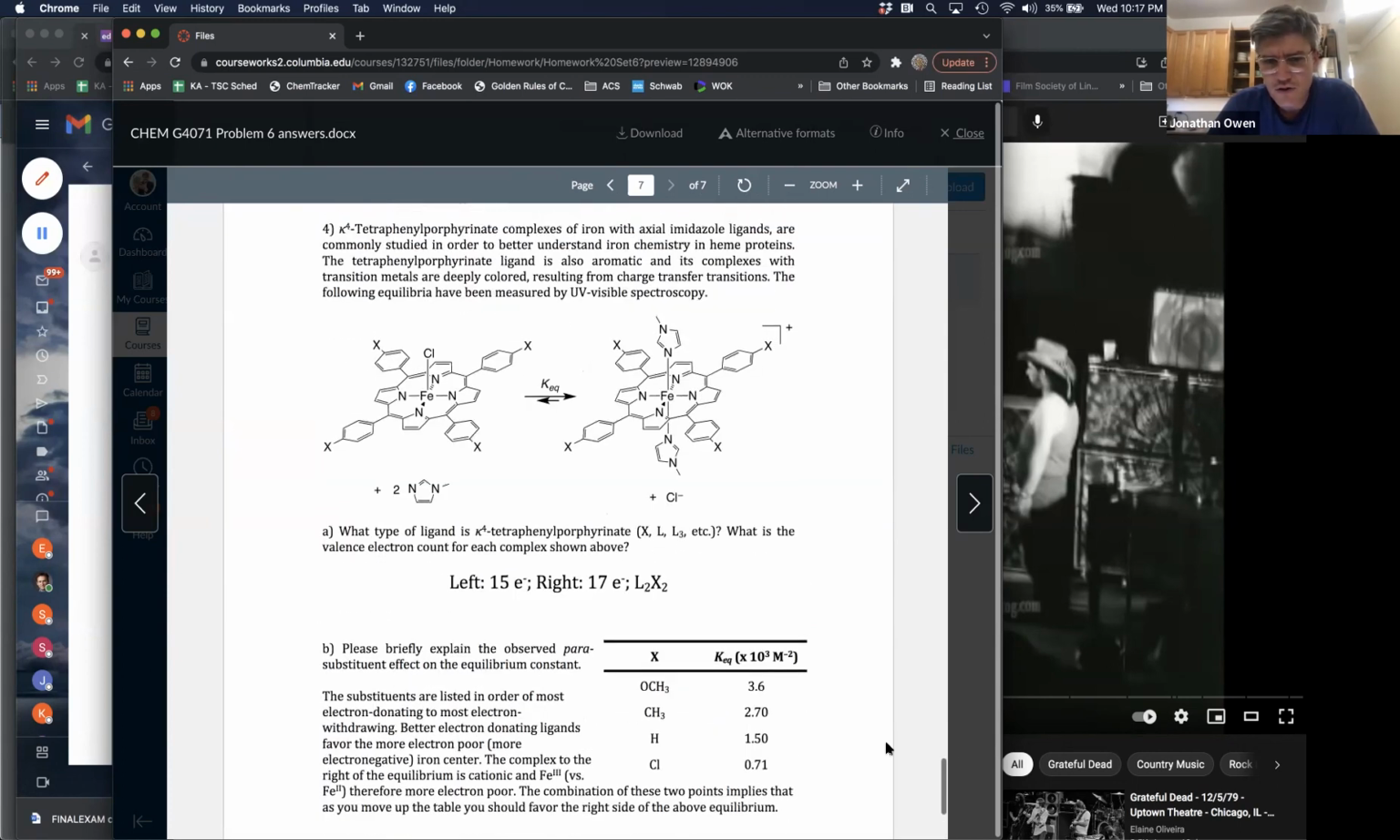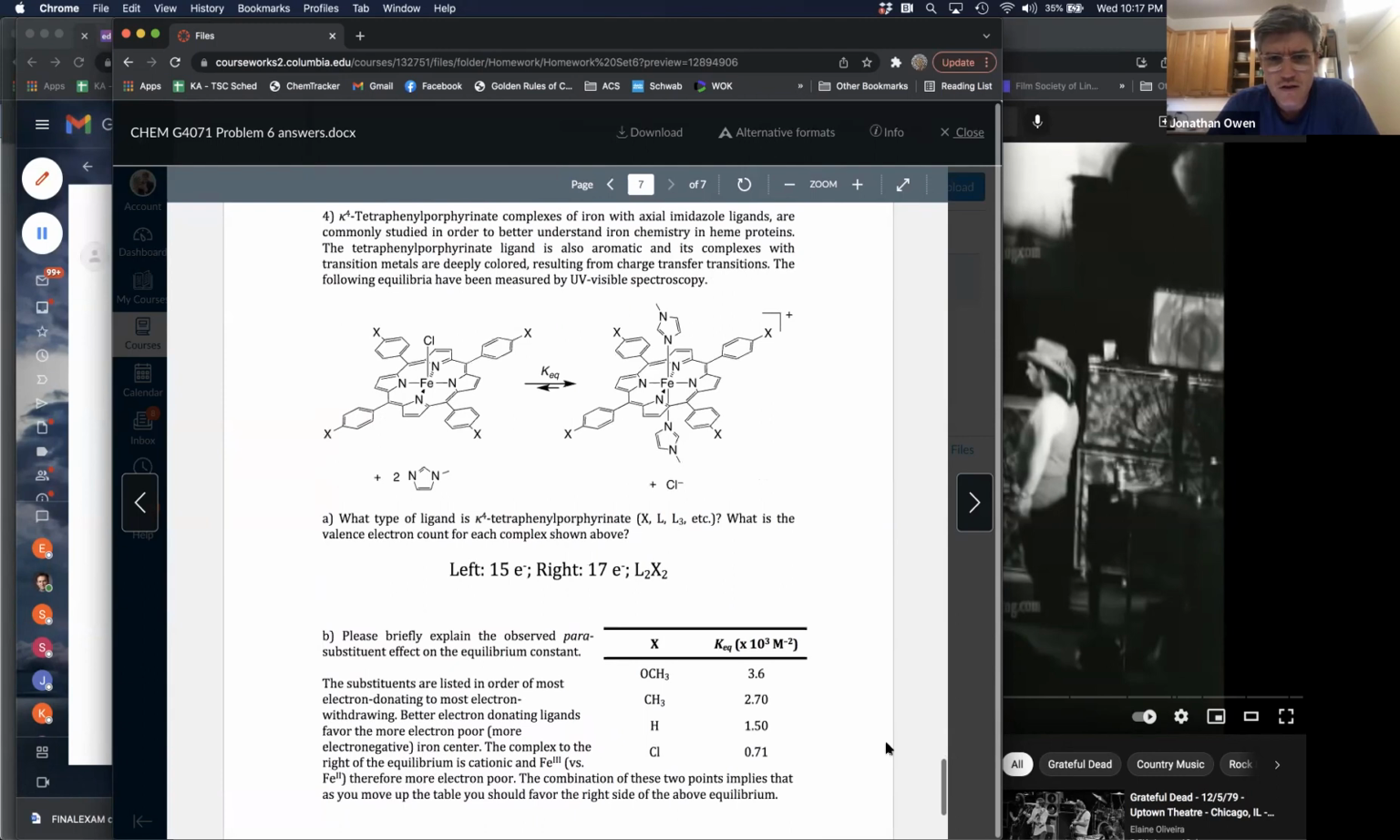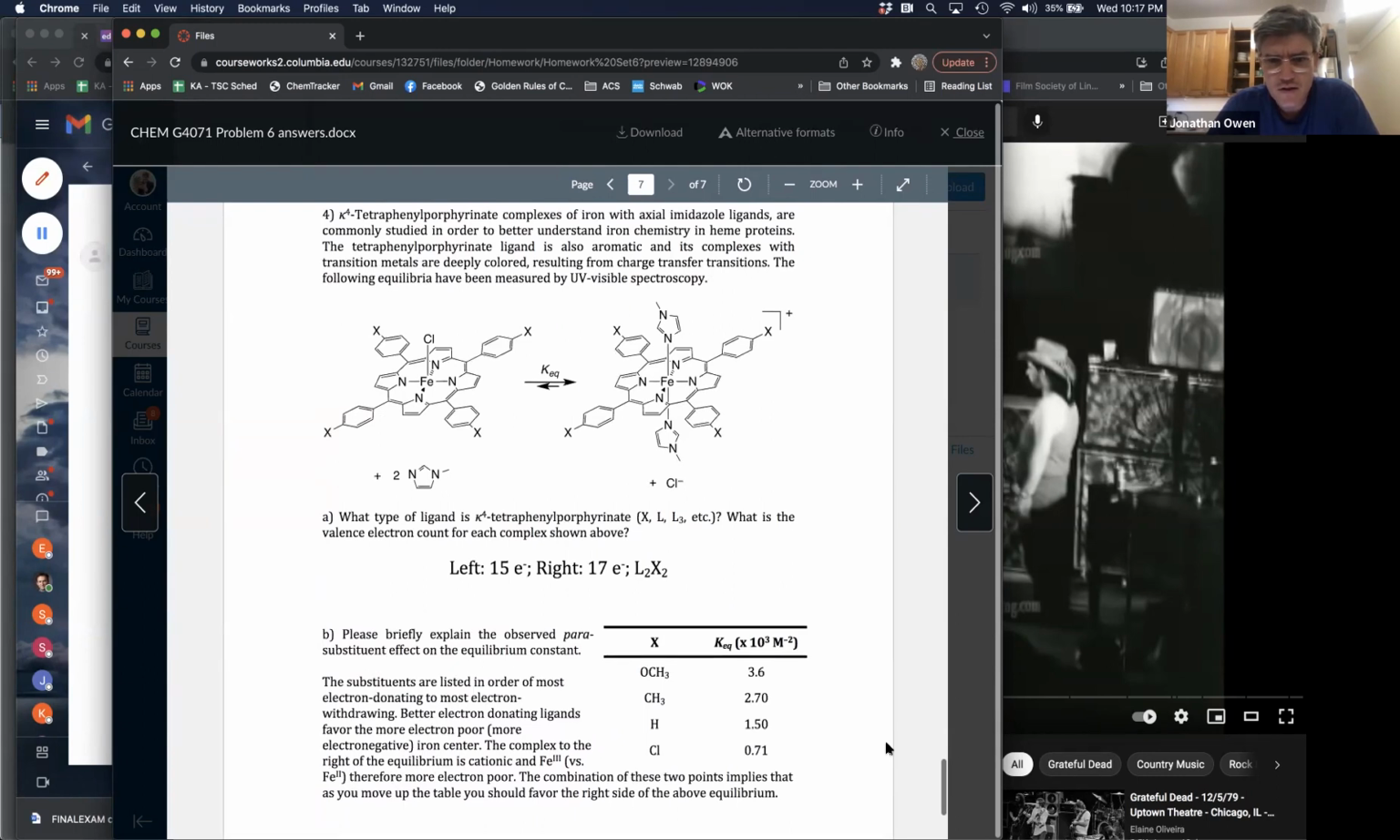So that's the origin of the change in the equilibrium constant. I think we've given this problem before, actually, and I think it used to have UV-vis stuff in it. But anyway, that's how I would explain the substituent effect on the equilibrium constant.